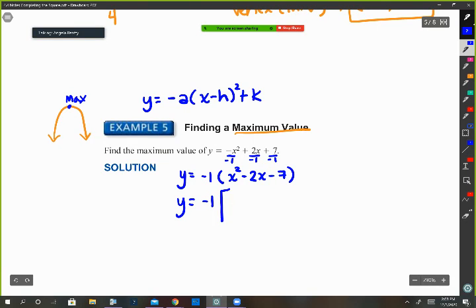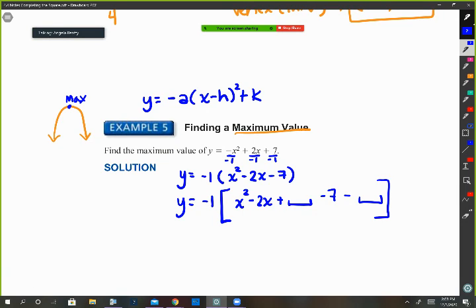So I take the -1 out of everything, and now I'm going to do exactly what I did before. Okay, and I notice that I'm going to do a bracket here. I'm going to do that for a reason. So this is -2x. I'm going to try to figure out what I'm going to add and subtract in order to get this to be a perfect square. So I'm still doing that same idea of I need a perfect square.